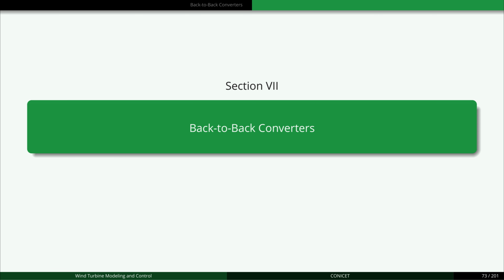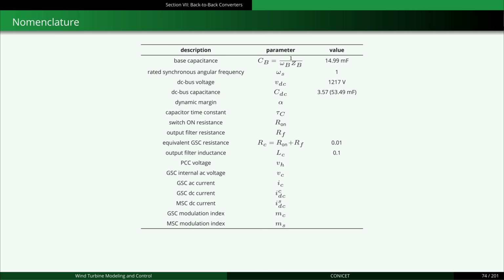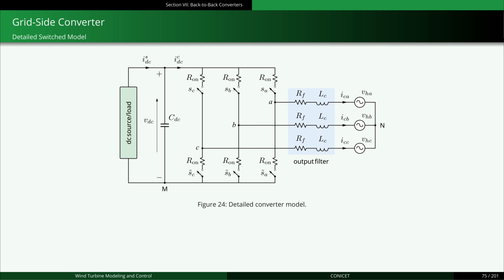Now, we will describe the back-to-back converter model. This table presents the nomenclature used in this section. Figure 24 shows the detailed switched model of the grid-side converter. This model allows the study of pulse width modulation techniques, harmonics, and the dead time effect. However, it requires small simulation time steps to accurately represent pulse width modulation pulses.